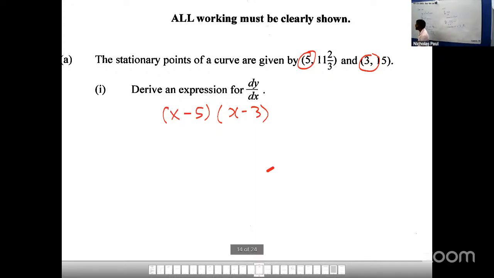Expand it out and more again. Yeah, do you want me to expand them again? x squared minus 3x minus 5x plus 15.